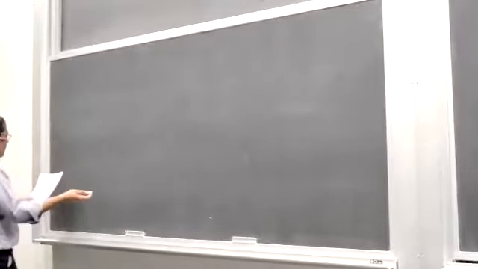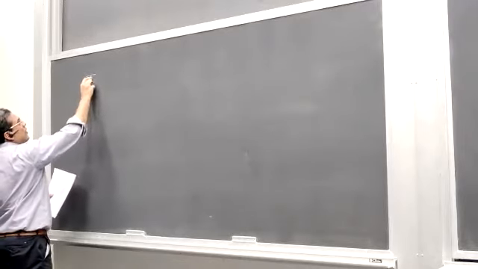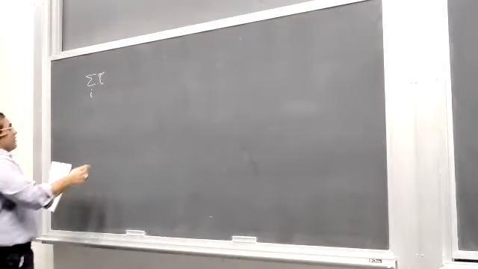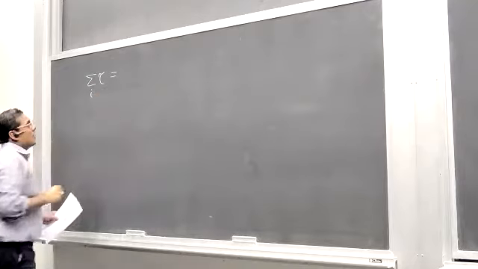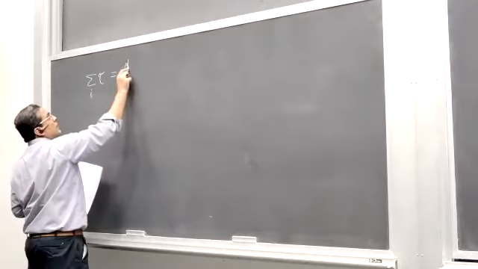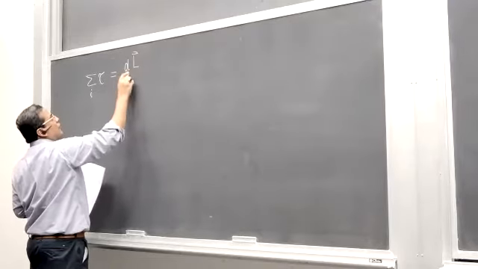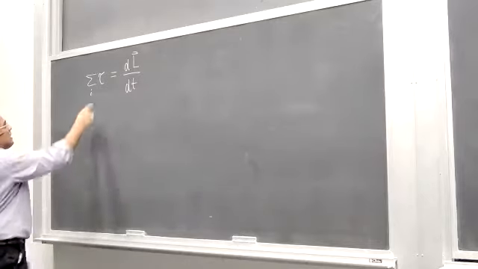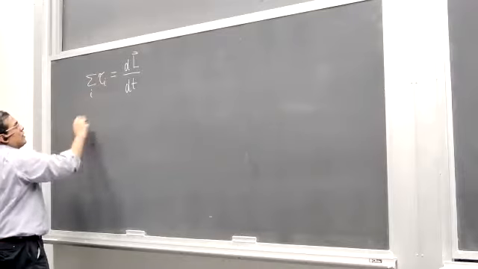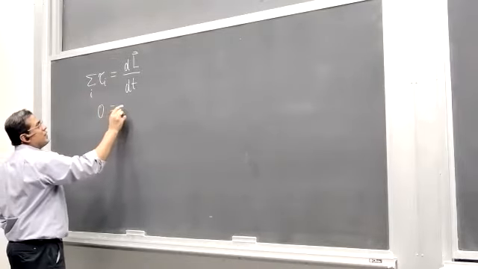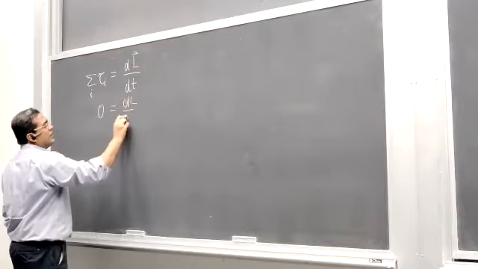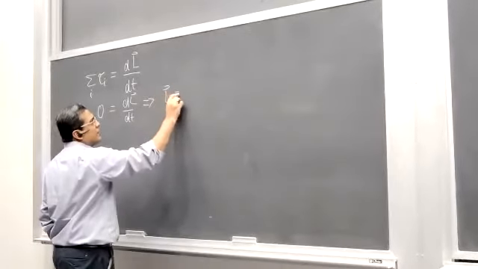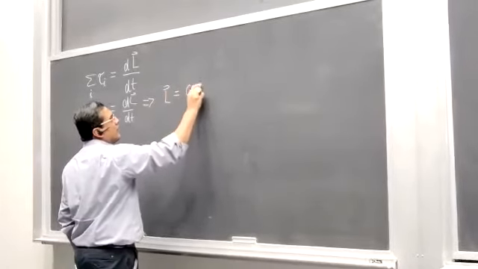And if you want to see it more formally, this is what it means. The fundamental law of rotational dynamics is that the sum of all external torques is equal to the time rate of change of the angular momentum. And if the sum of all the external torques is zero, then this means dL over dt is zero, and that necessarily means L is constant. Or in other words, it's conserved.